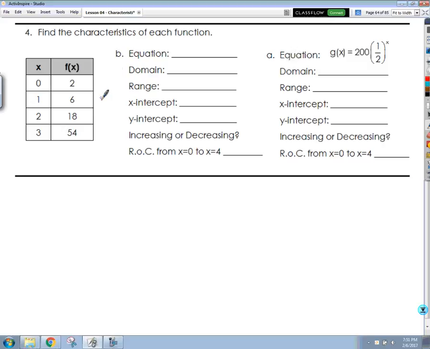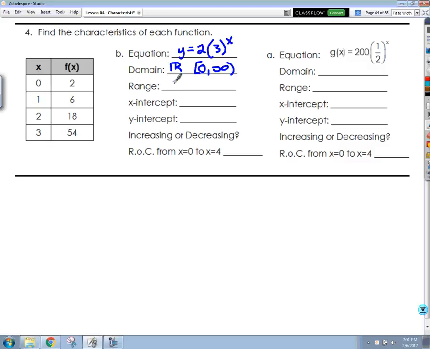Domain, again, I would say all real numbers, but since we're looking at a table here, we can argue all real numbers. I'll be fine if you said 0, including it, to infinity. The argument can be made both ways, in my opinion. Range, since this is exponential, the lowest value is going to be approaching 0, so 0 to infinity.